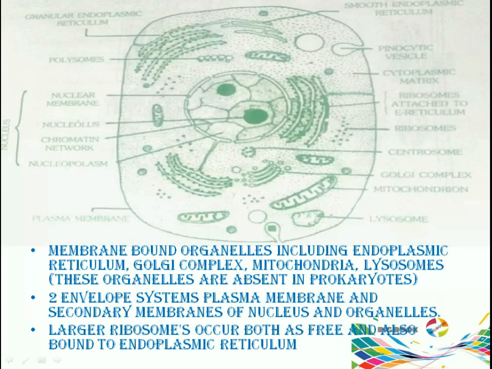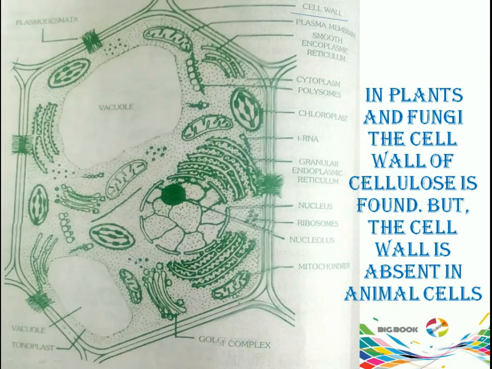And larger ribosomes occur both as free and also bound to the endoplasmic reticulum. Here this is the free part of the ribosomes suspended freely in the cytoplasm, and these are the ribosomes. This is the endoplasmic reticulum, which is called the rough endoplasmic reticulum, where the ribosomes are attached to it.